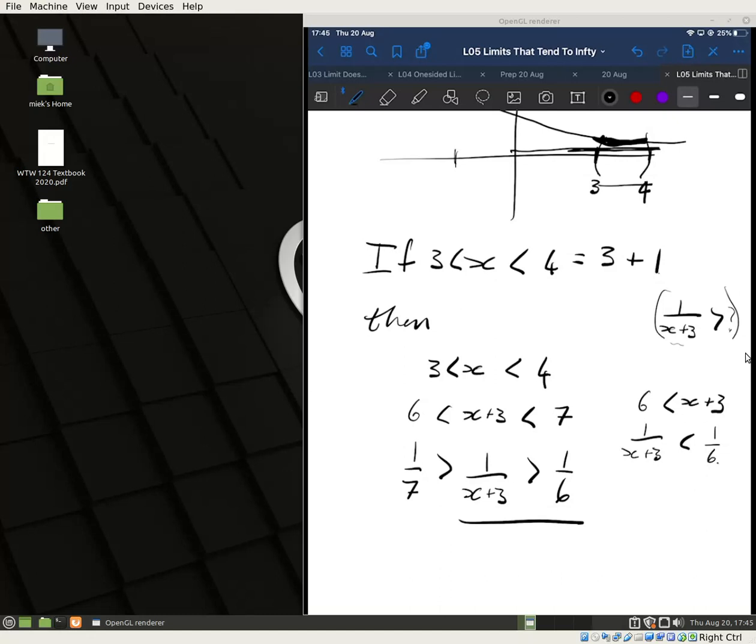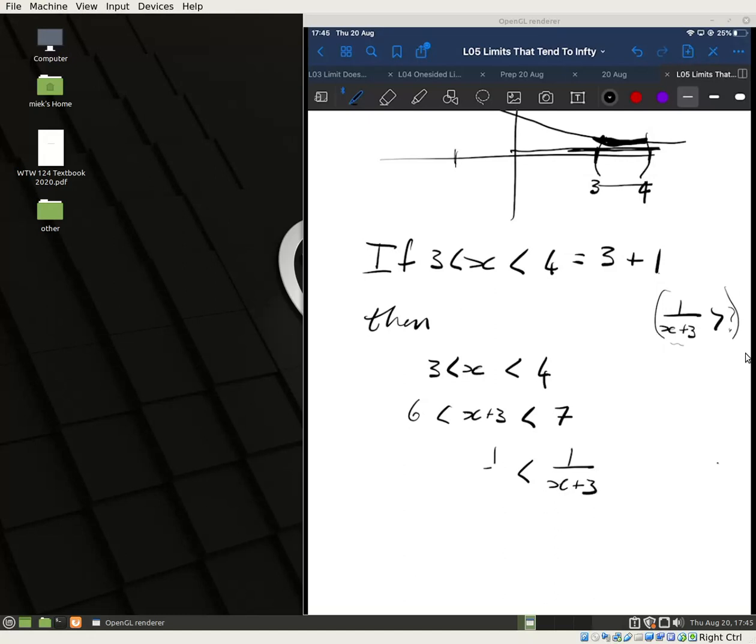Did I do that correctly? No, in fact, I did not do that correctly. Let's redo that. What we're interested in here is that 1 over x plus 3 is bigger than 1 over 7. And yes, be careful here when you're working with chains of inequalities and you're dividing by everything. Then be very, very careful.